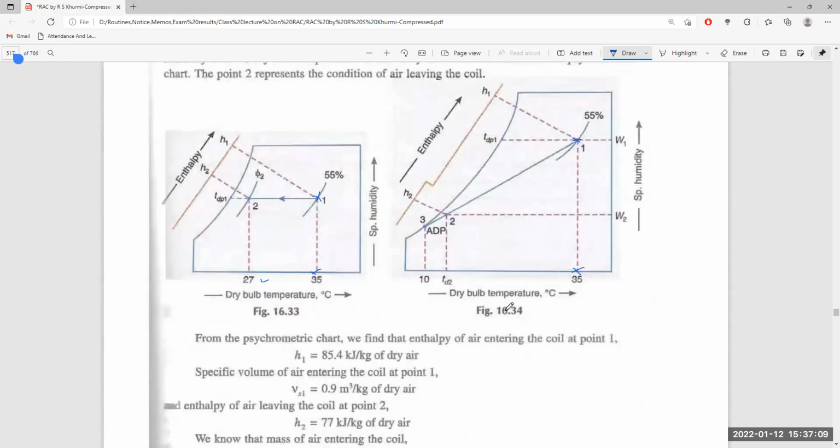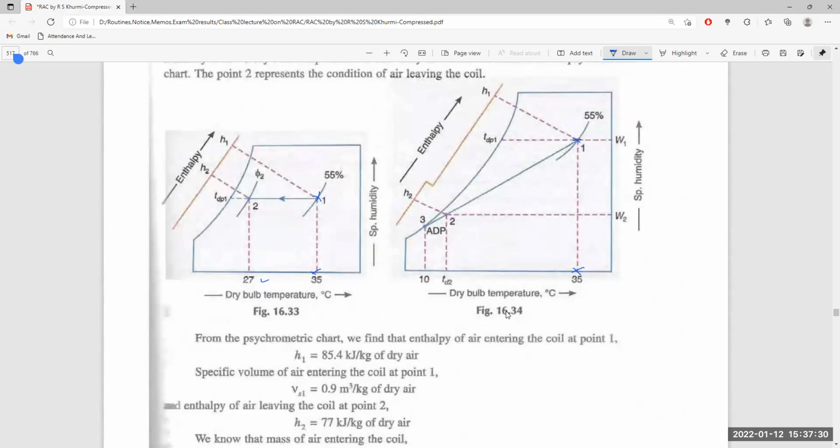From the chart, it is clear that the enthalpy of air entering at point 1, if we drop a perpendicular from point 1 to the enthalpy line, is 85.4. The specific volume of air entering the coil, if we drop from here to the specific volume line, is 0.9 cubic meter per kg.